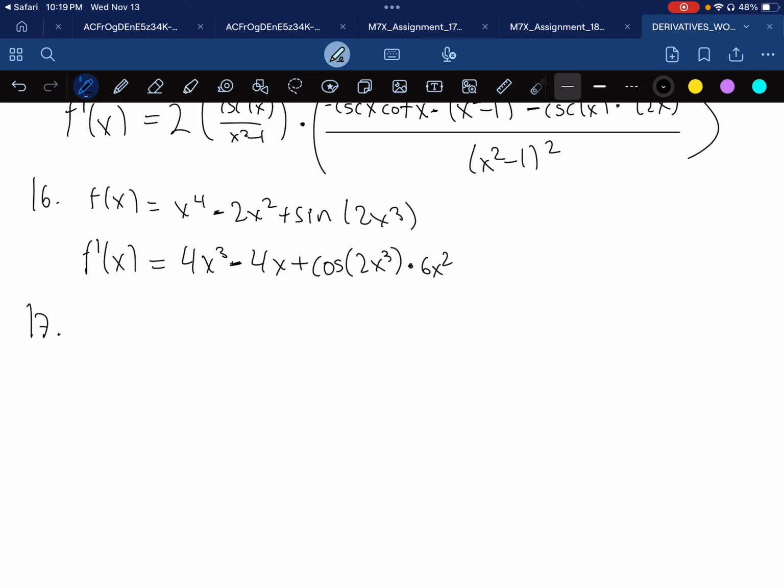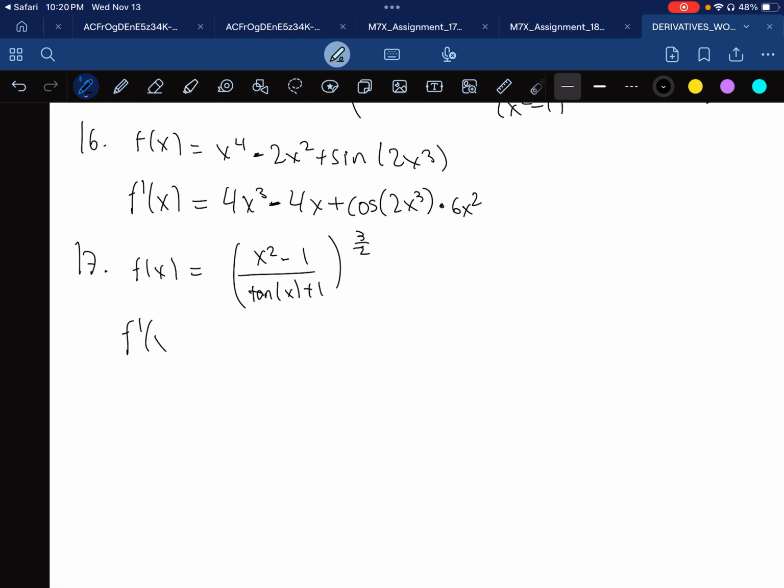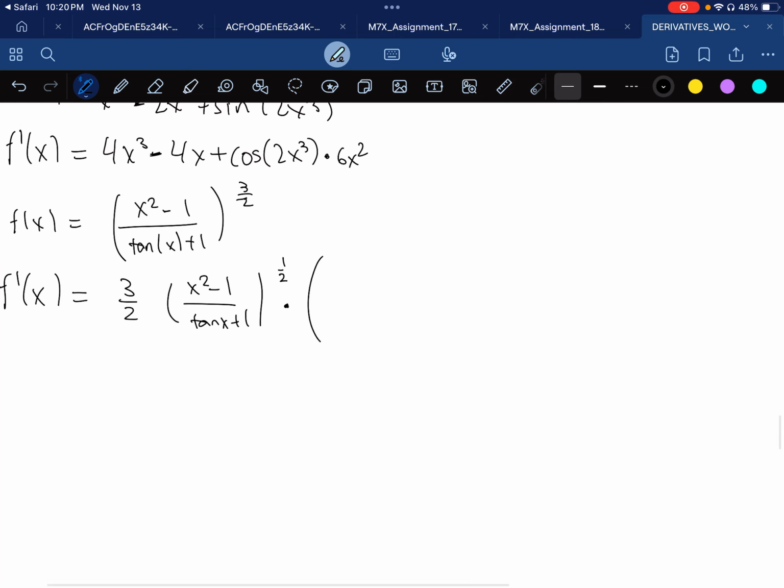So number 17. Okay, this one can be quite long. Over tangent of x plus 1, all to the power of 3/2. Okay, so we're going to take the derivative. We're going to drop 3/2 times x squared minus 1 over tangent of x plus 1, to the 1/2, right? Power rule. Multiplied by the derivative of the inside, that's a quotient rule.